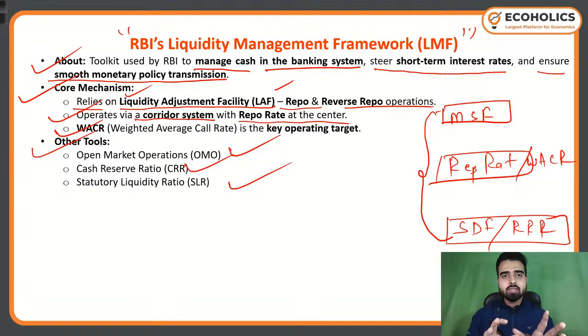Moving ahead, now we'll see the recommendations. We saw what this liquidity management framework is all about and its functioning. It's a toolkit that manages cash in the banking system, tries to regulate the interest rate, and ensures smooth monetary policy transmission. Then we saw that the liquidity adjustment facility is the core mechanism, then the upper and lower ceilings, then that the WACR is what RBI tries to regulate via this framework, and then the other tools.